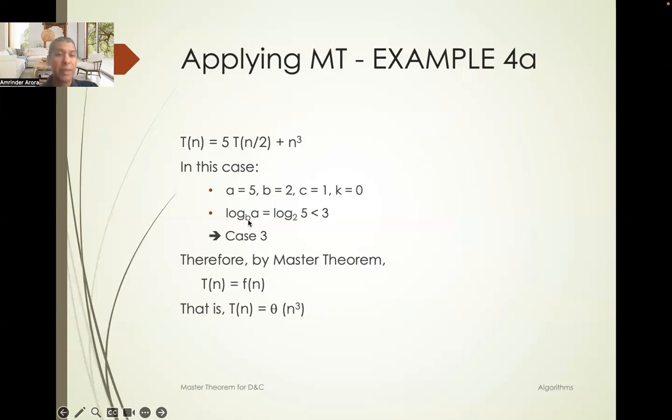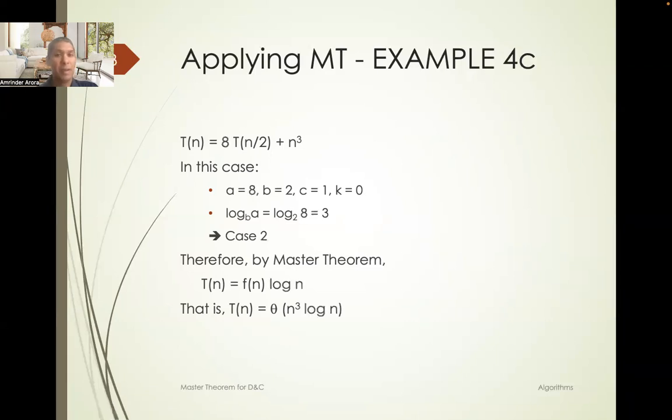So log of a to the base b, which is less than 3. So therefore, it's case 3. The answer is dominated by the merge part, which is n cubed, theta of n cubed. Now let's change a to 7. Even if a is equal to 7, still log of 7 to the base 2 is less than 3. Therefore, we still get the answer n cubed.